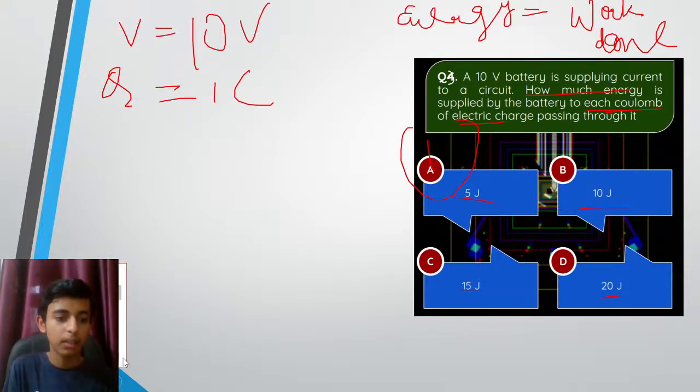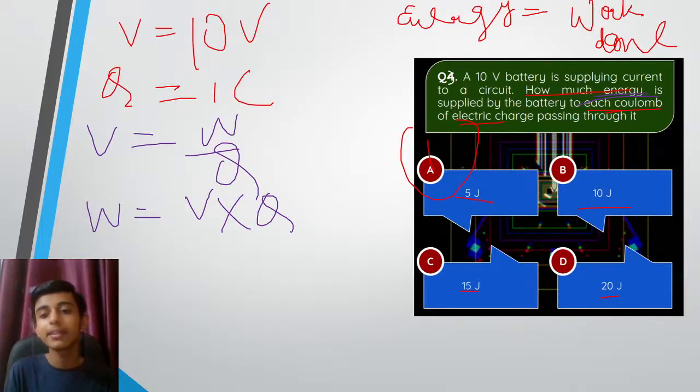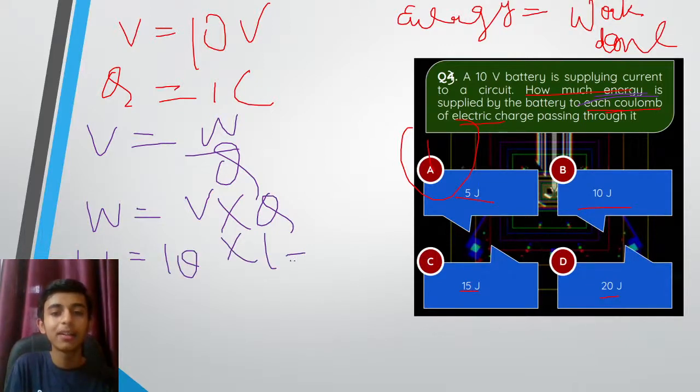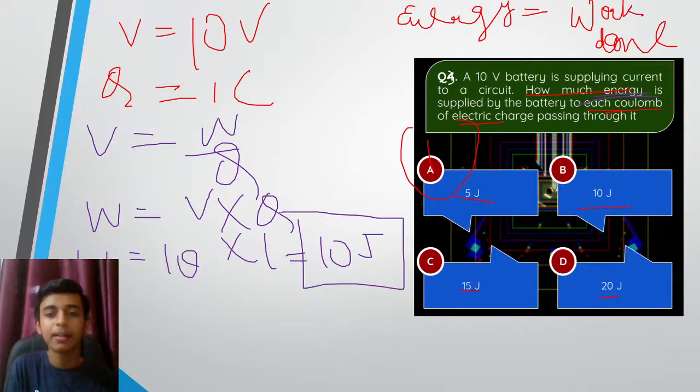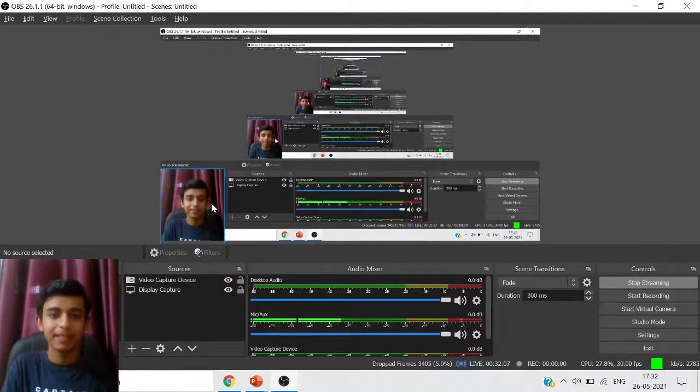Now it's easy peasy. What do you want to find? You have to find the energy or the work done. So we know that V is equal to W upon Q, correct? Work done upon charge. So W will be equal to V into Q. Now it's super easy. W will be equal to V is 10, Q is 1, 10 joule, finished. So 10 joule should be the correct answer for this particular question. The work done is going to be 10 joule. And those of you who got it correct, give me a high five. That's really amazing.